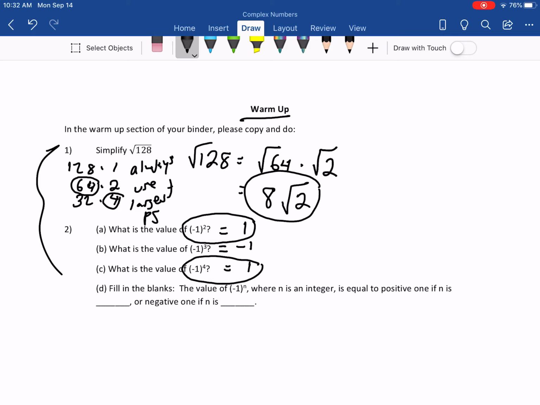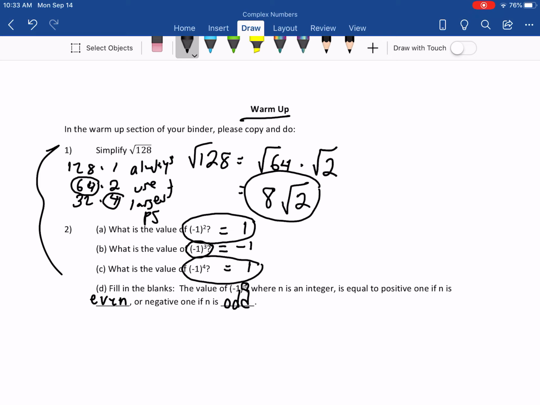So what you should notice about the exponents, and n here represents the exponent above the negative 1, negative 1 squared is positive 1, negative 1 to the 4th is also positive 1. So when the exponent is even, then we get positive 1, or over here, 3, the exponent is odd, we'll get negative 1.